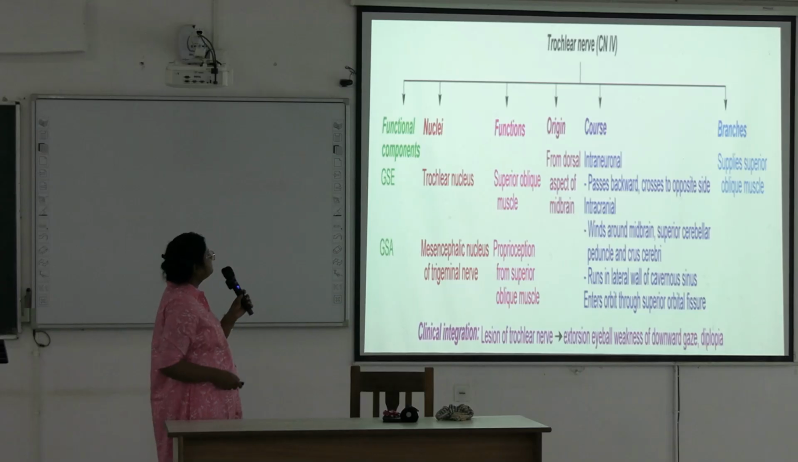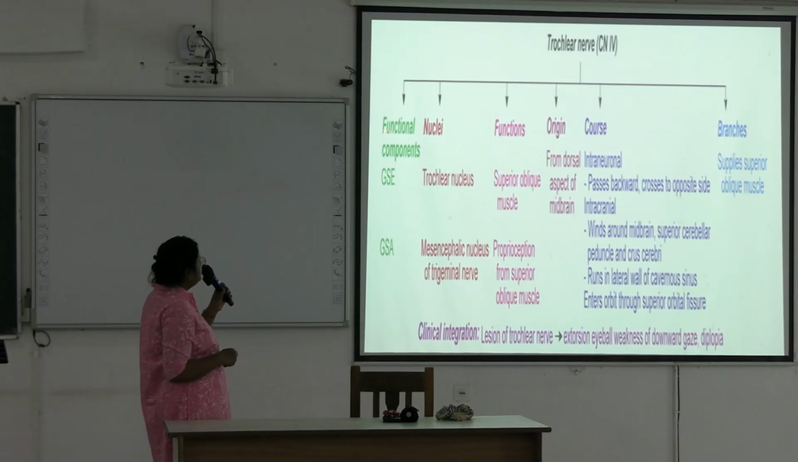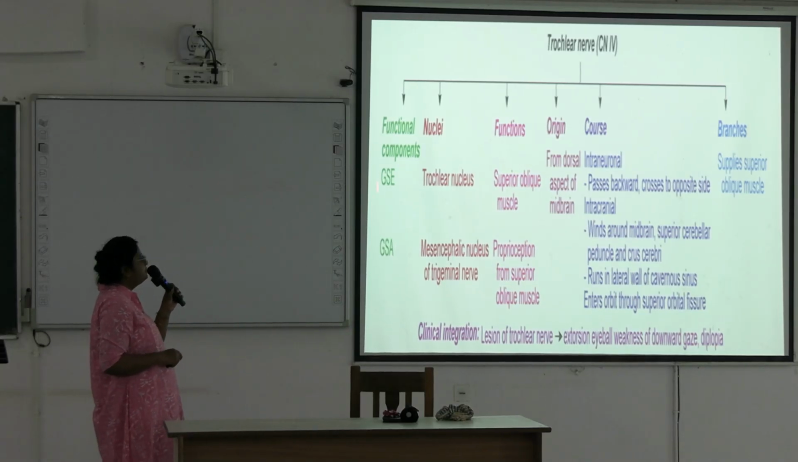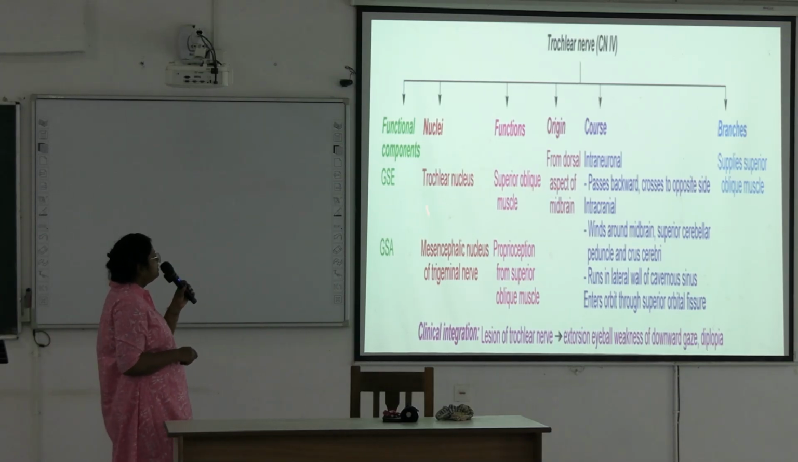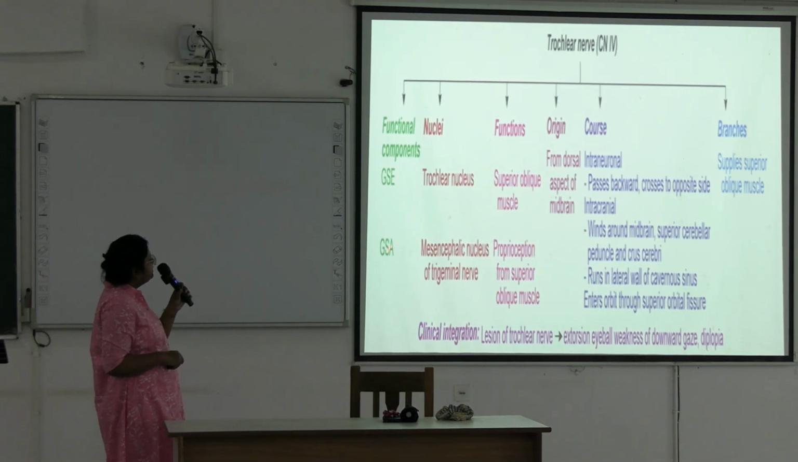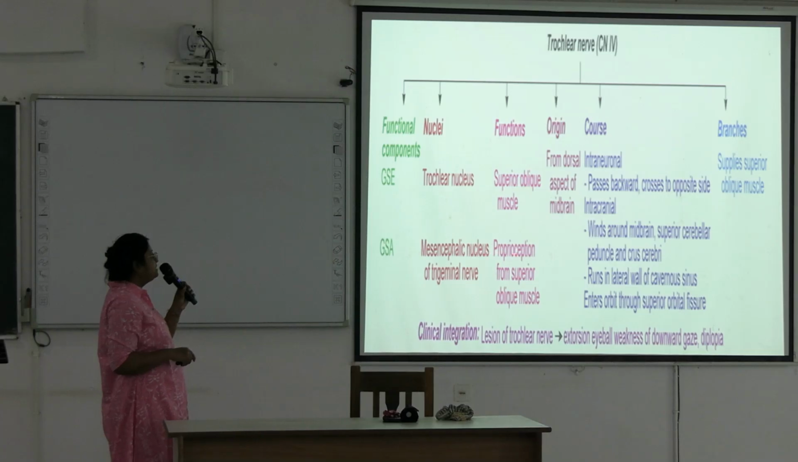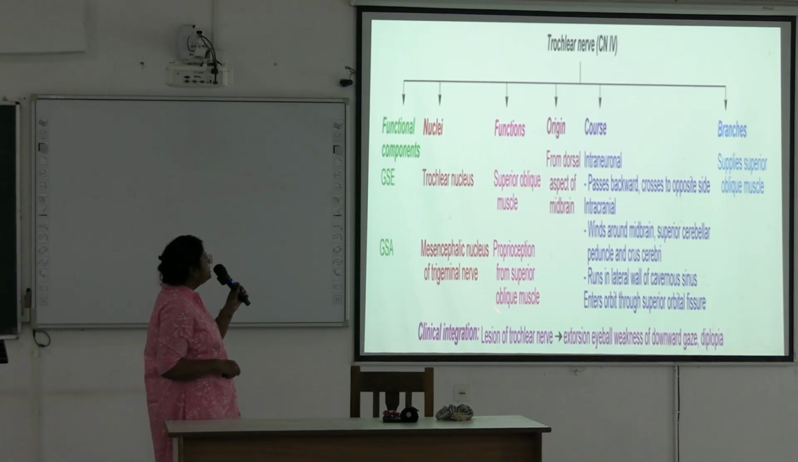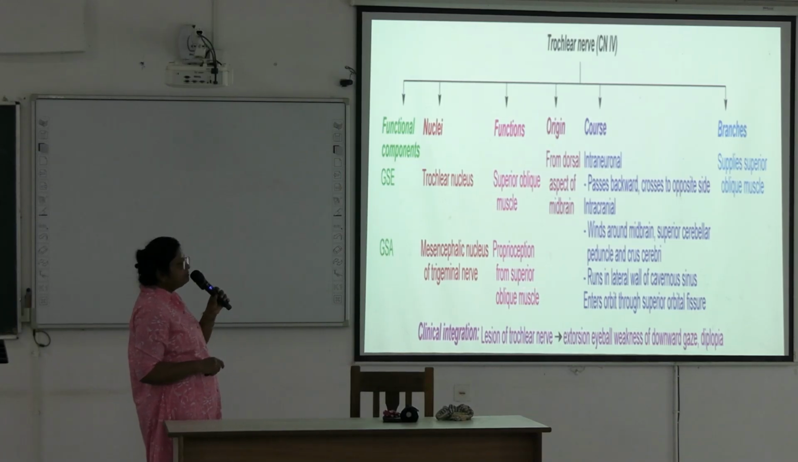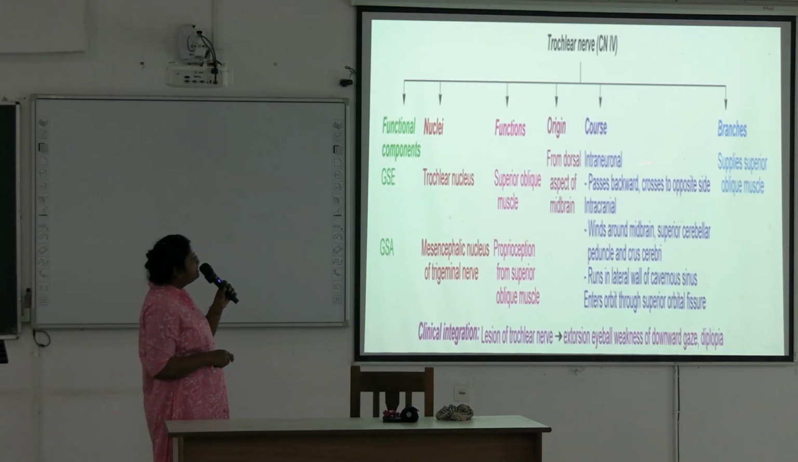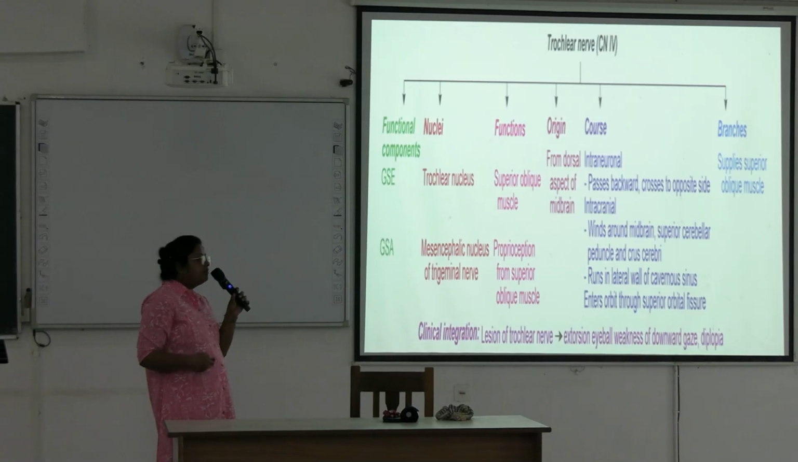Next, trochlear nerve has these two functional components and nuclei: general somatic efferent component involving this trochlear nucleus and supplying superior oblique muscle, and general somatic afferent component, which involves mesencephalic nucleus of trigeminal nerve and helps in carrying the proprioception from superior oblique muscle. Origin is from the dorsal aspect of the midbrain and its course is also divided in three parts: intraneural, intracranial and intraorbital part.